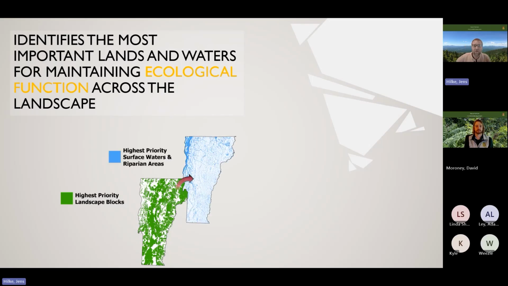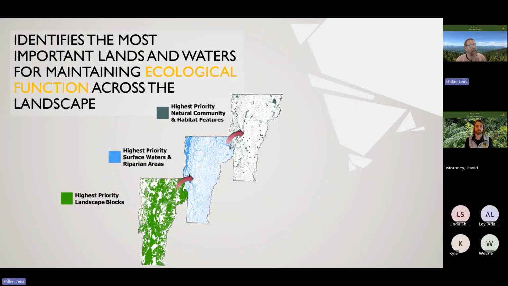Then we add the entire surface water and riparian area network. I'm talking about everything that's wet: all lakes, rivers, ponds, streams, all of it, wetlands. There's additional prioritization in the community and species scale components for aquatic features. At this first level, it's just everything that's wet is highest priority. So then we're building this map. Then we add in our highest priority natural communities and habitat features. So, the highest ranked natural communities and rare, threatened, and endangered species.